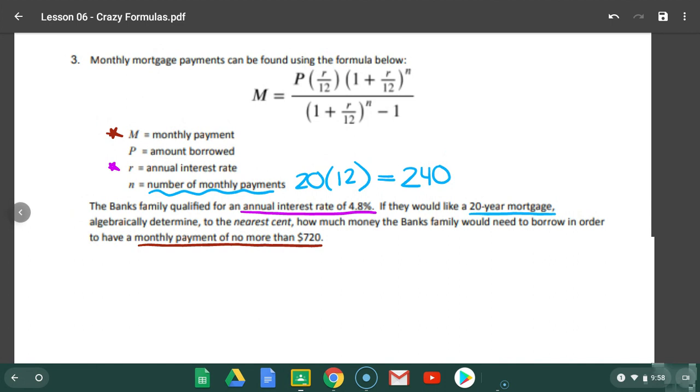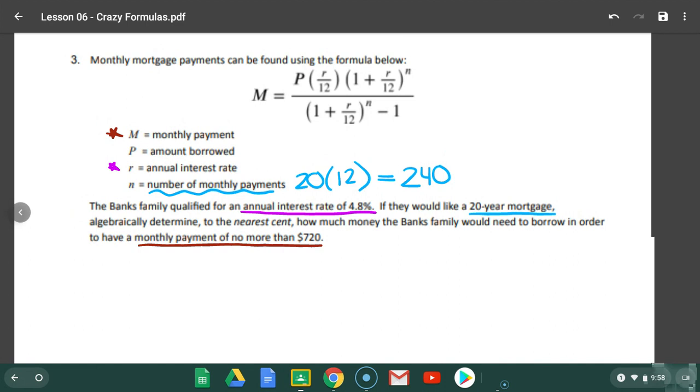So you had all the pieces to plug in, so you should have gotten that black part. 720 is equal to P. The rate would be 0.048 over 12. 1 plus 0.048 over 12, and n is 240, so we plug that in, all over 1 plus 0.048 over 12 raised to 240 minus 1. Since P is multiplied to all of that, I'm just plugging it all into the calculator.